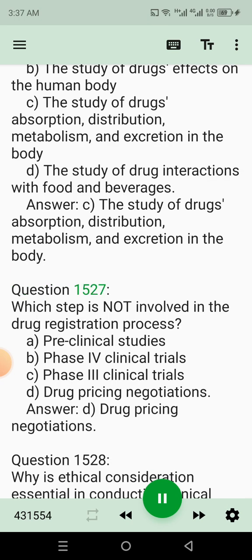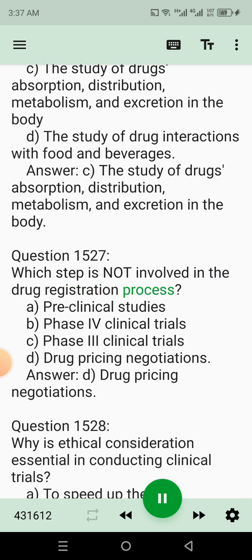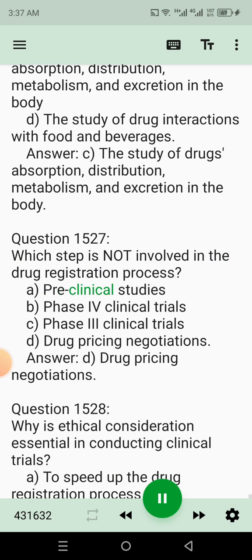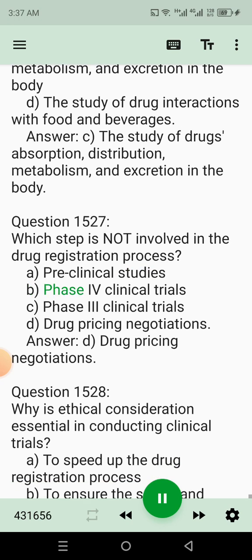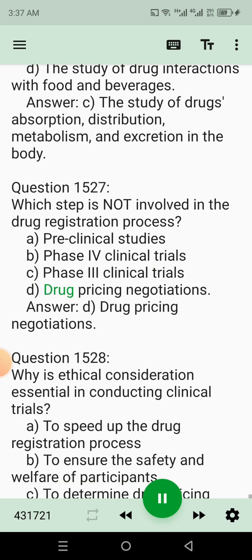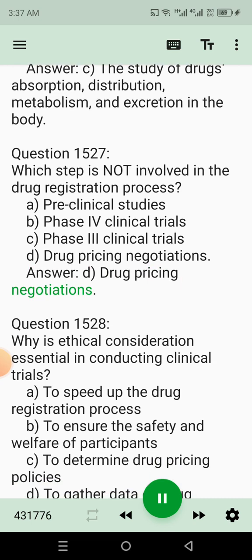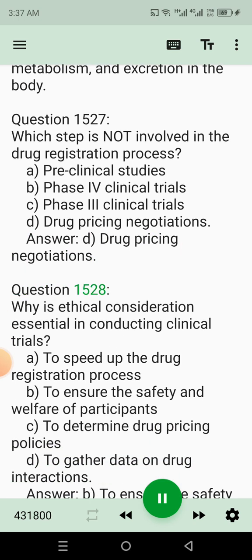Question 1527. Which step is not involved in the drug registration process? A. Preclinical studies. B. Phase 4 clinical trials. C. Phase 3 clinical trials. D. Drug pricing negotiations. Answer. D. Drug pricing negotiations.